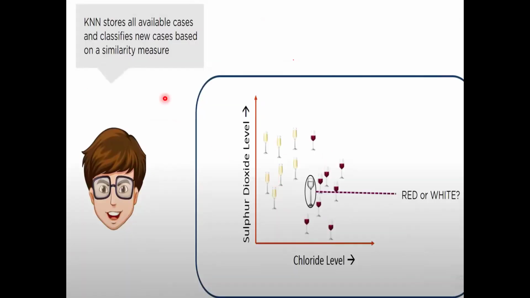Here, what KNN is going to do is store all the available cases and classify new cases based on a similarity measure. So this is the point we are going to make a note of. So what is KNN going to do?